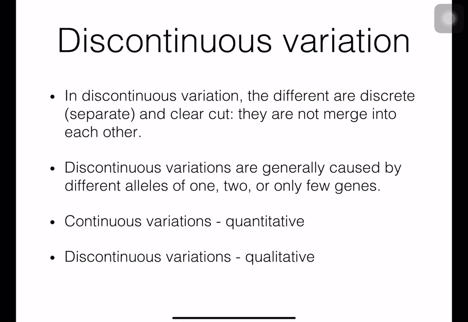Next type is the discontinuous variation. The discontinuous variation here will be discrete. The data here become discrete, which means separate, and they are clear from each other. The data of each bar here do not merge. Merge means mix together. They're not mixed together. So this data here will be controlled by different alleles. The word allele here means different types of genes. You may be confused about this, but we will talk about alleles later. But please note that the discontinuous variation can be controlled by different forms of alleles. They may have one type, two types, or a few types.